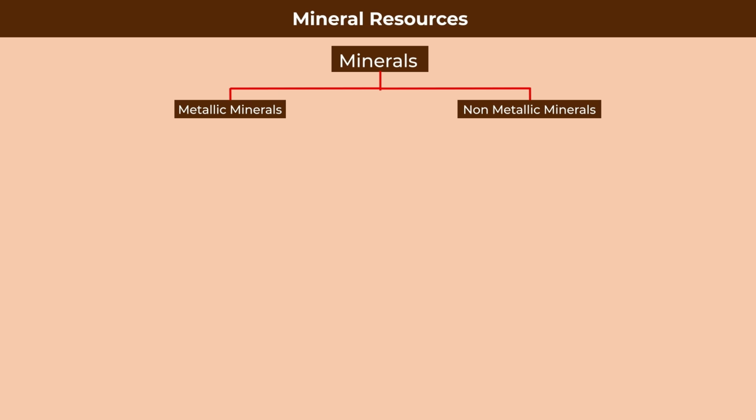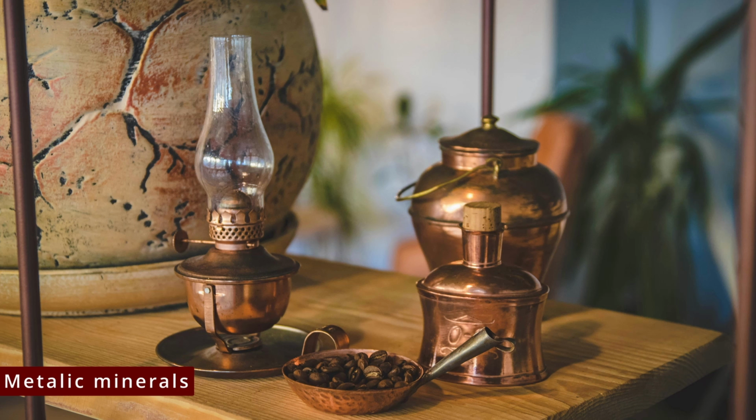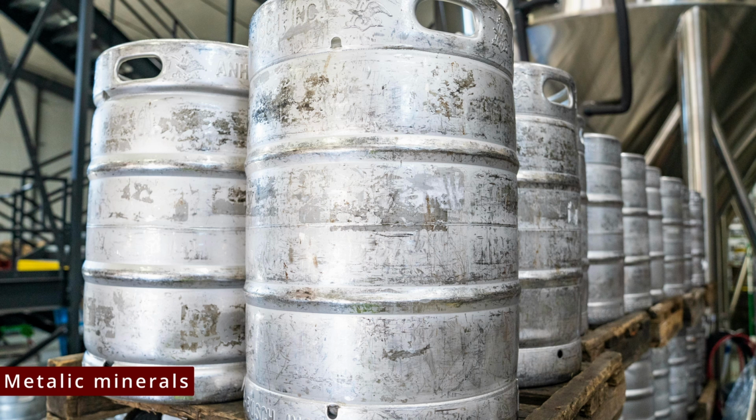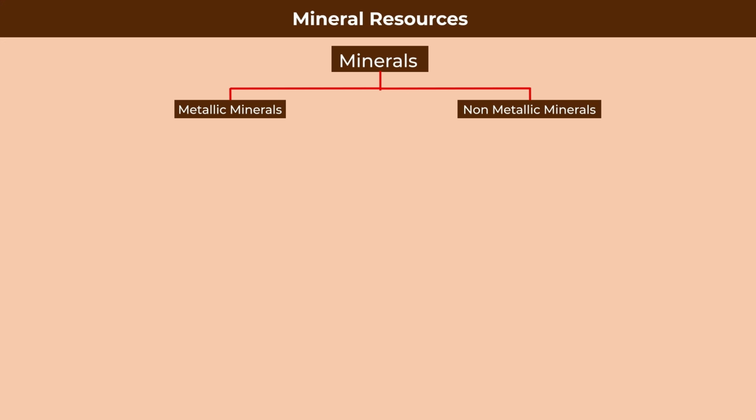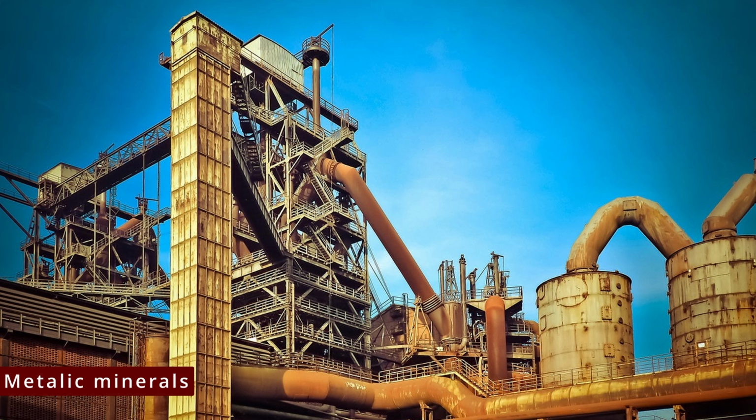What are metallic minerals? They are primarily valued for their metal content. What are the examples? Gold, silver, copper, iron ore, zinc, aluminium, which exhibit a characteristic of metallic luster, and usually have high electrical and thermal conductivity. So these are the characteristics of what we call metallic minerals. One more thing is they are economically significant and used in industries such as construction, manufacturing, and transportation.